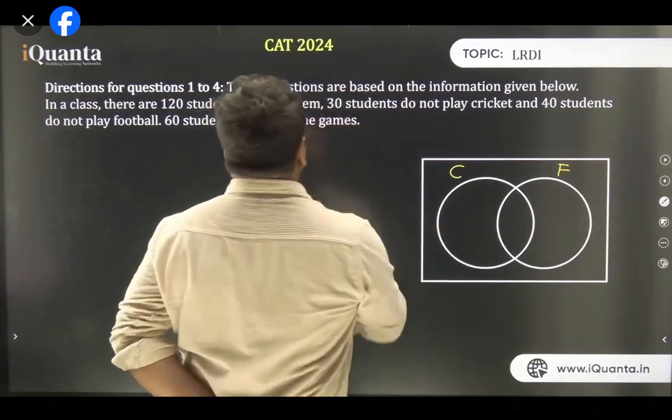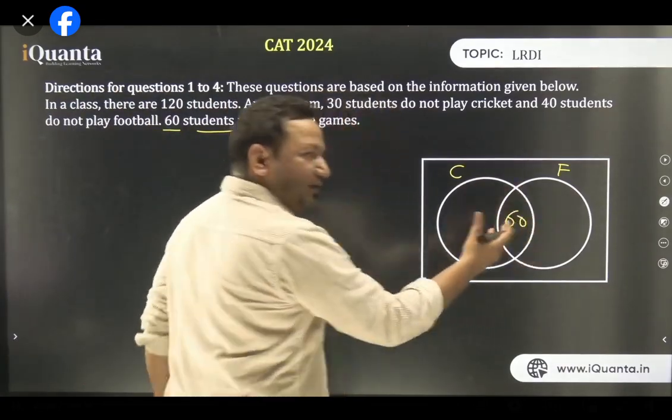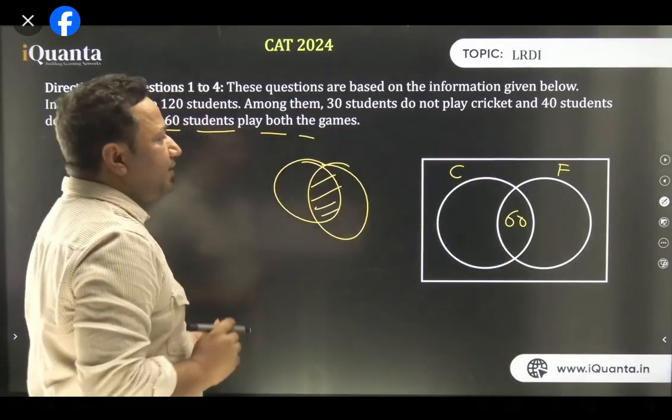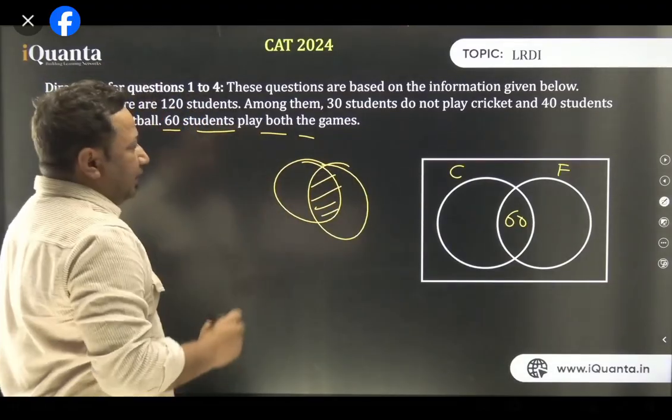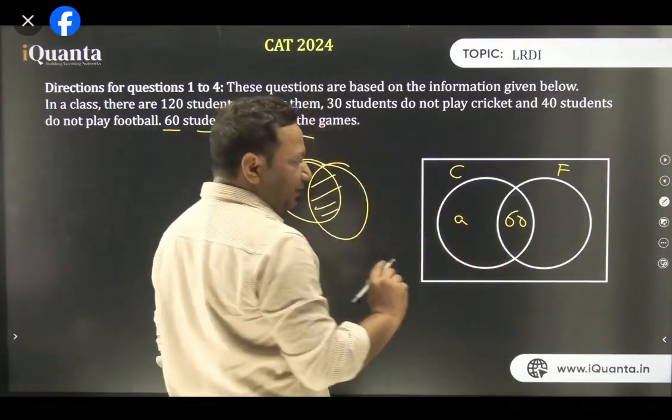So, the question says 60 students play both the games. In the middle 60 will come, who are playing both the games. Visually it is visible that these 60 are common to both. Who is common between this circle and this circle? This, that is 60. Okay? And I'm assuming some will be here, some will surely be there. I called them A. Alright? Some will be here, I called them B.